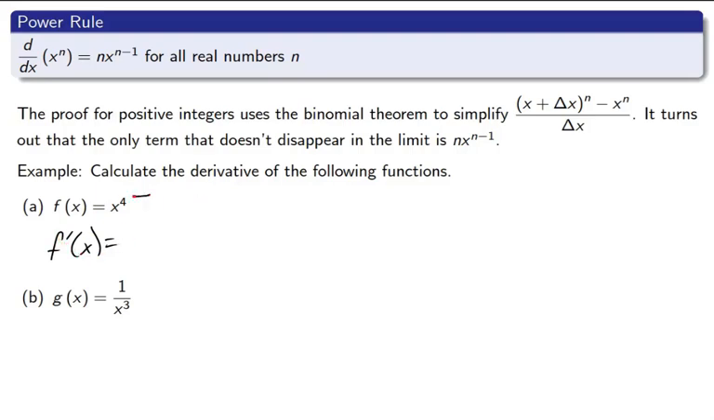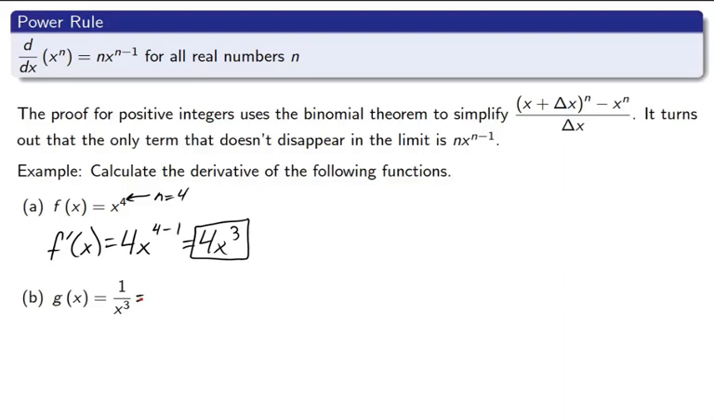Anyway, in this case, n equals 4. So according to the formula, we bring the 4 in front and subtract 1 from the power. So we get 4x cubed for the derivative of x to the 4th.